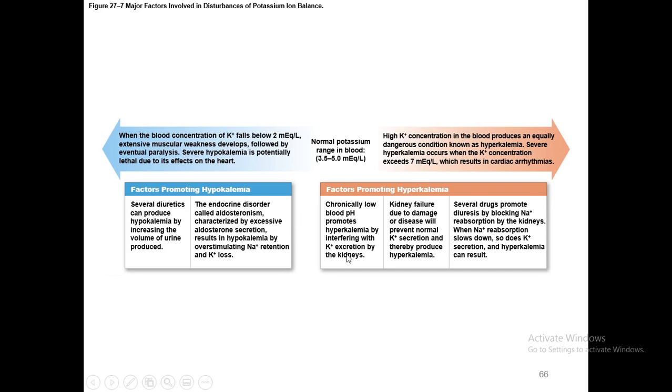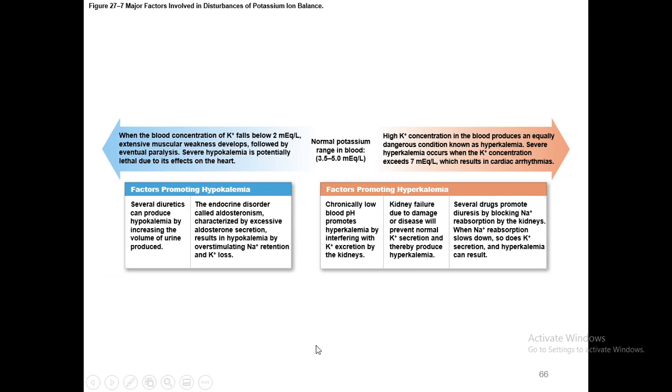So it's extremely important ion. Then we have the high concentration. So high concentration can also be dangerous. And remember, that's hyperkalemia. And it occurs when the potassium ion concentration exceeds 7 milliequivalents per liter. And that can result in a cardiac arrhythmia. So our normal range here is 3.5 to 5. That's going to be the normal range of potassium in the blood.